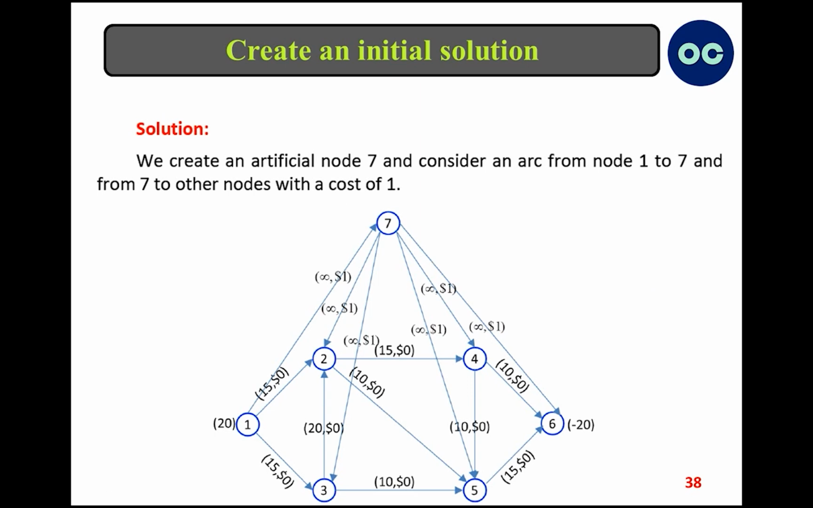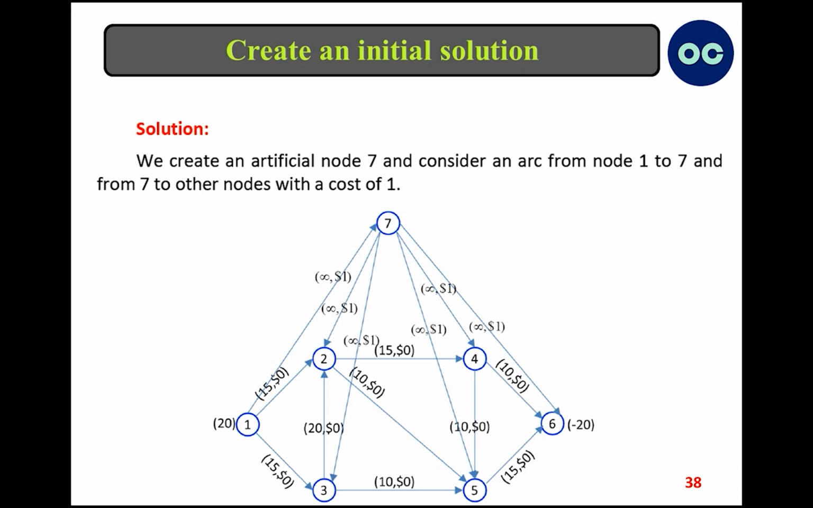So we create an artificial node called node 7. Connect node 1 to node 7 with the cost of 1 and the node capacity over arc 1,7. And create an arc from node 7 to all other nodes with the cost of 1. So 7,2, 7,3, 7,4, 7,5, and 7,6. The cost of the other arcs is equal to 0.